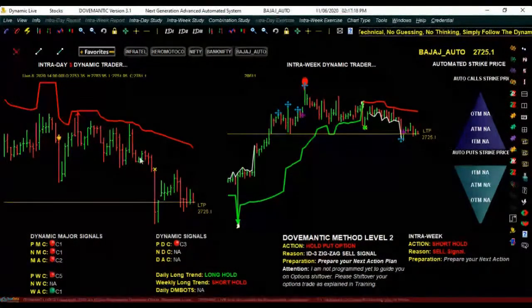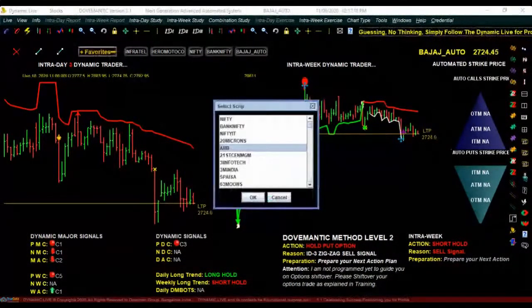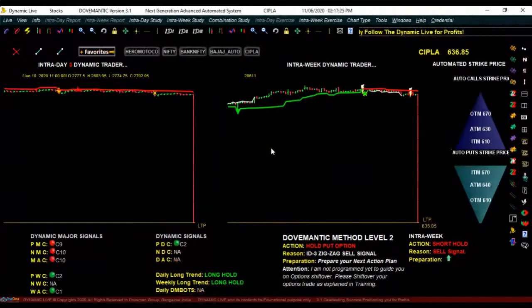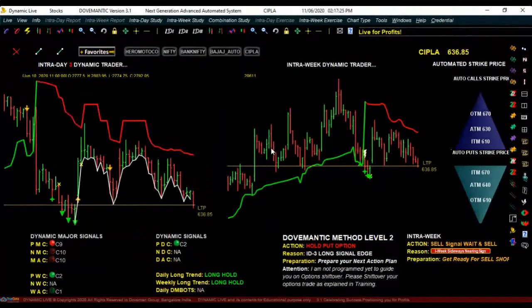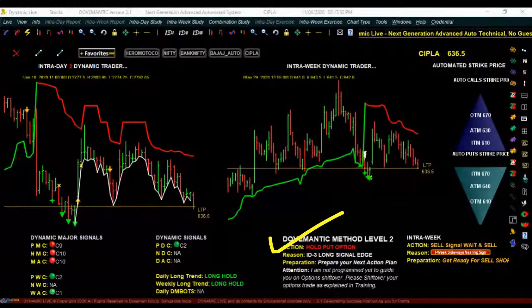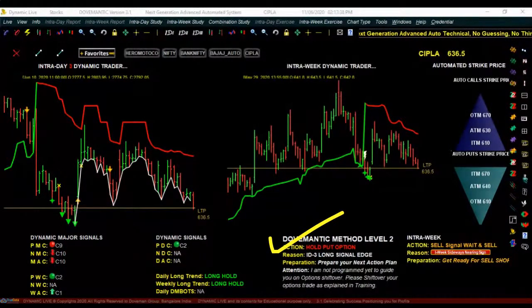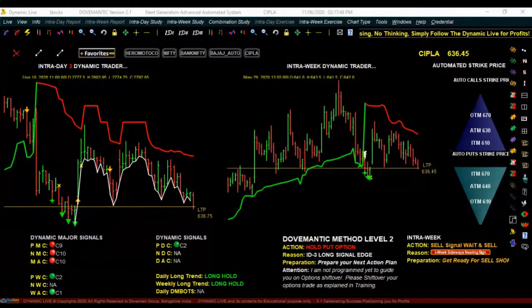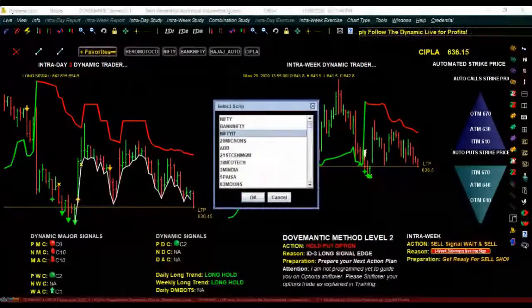what's happening in any other script, like let us say we check Cipla. Now here is the case of Cipla. Even in Cipla, you can see it is telling us to hold put option. Now you have to hold this put option until and unless it tells you to exit put option. So hold on to it. Once it tells you to exit put option, that is when you can go ahead and exit the trade. Now let's see what's happening in SBI.